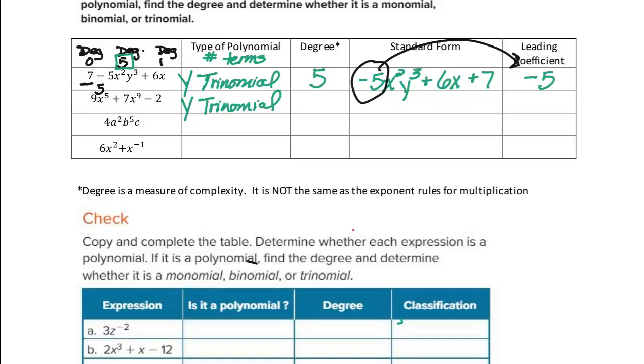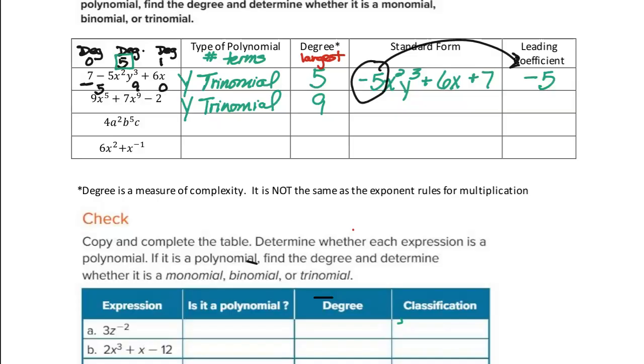What's the degree of the second term? 9. What's the degree of -2? 0. So what is the degree of the entire trinomial? 9. You take the largest. Okay? The largest. 9 is the largest.